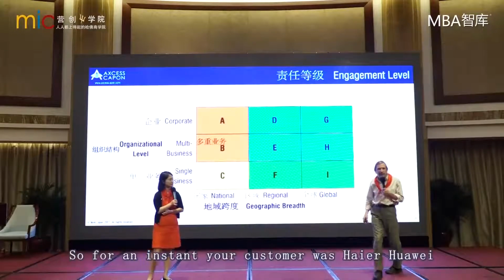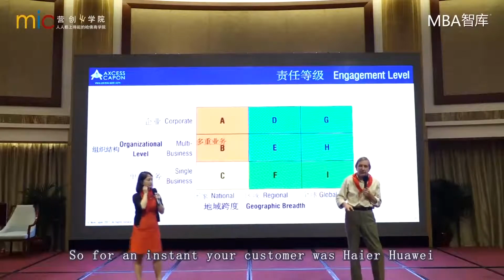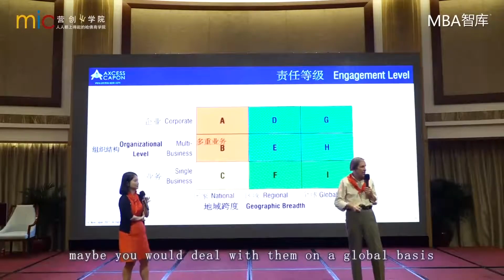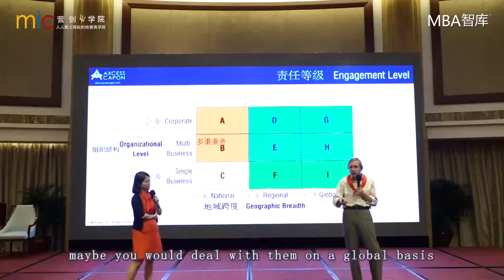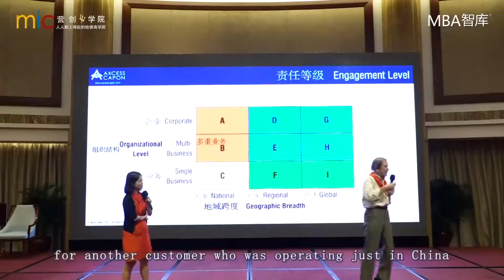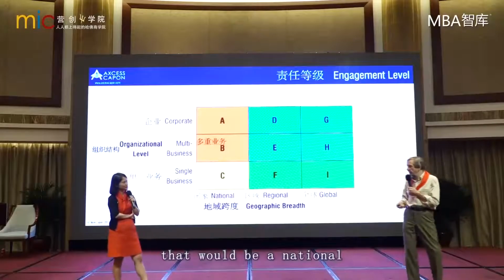So if, for instance, your customer was Haier or Huawei, maybe you would deal with them on a global basis. They would be a global account. On the other hand, for another customer who was operating just in China, that would be a national account.